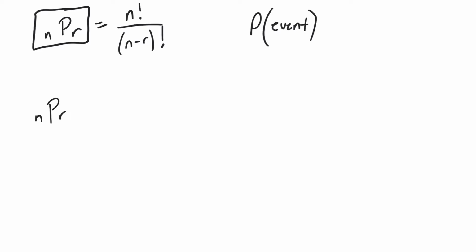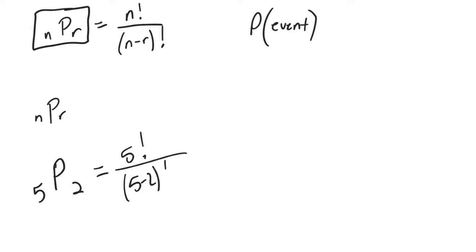NPR is just notation for, like for example, selecting 2 objects from a group of 5 would be 5P2. And so if I wanted to put that into the formula, I would just do 5 factorial over 5 minus 2 factorial, or 5 factorial over 3 factorial.